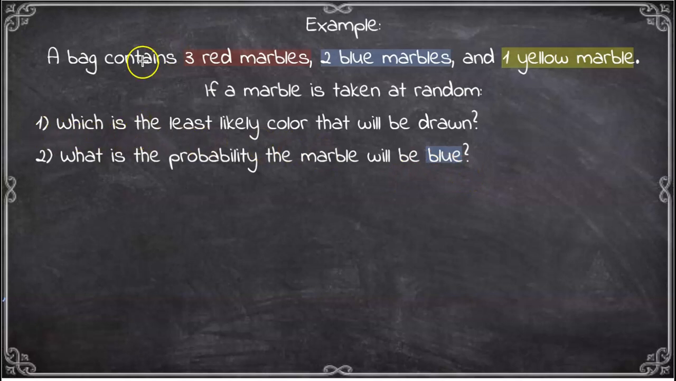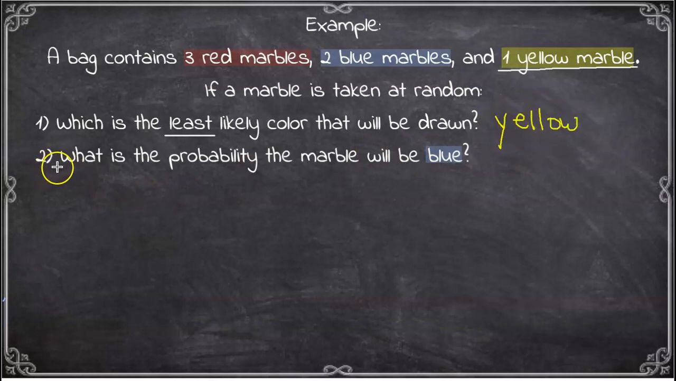So let's look at number 1, which is the least likely color that will be drawn. That would be the one that has the fewest number of marbles. So we have 3 red, we have 2 blue, and we have 1 yellow. And so the color that will least likely be drawn would be the yellow marble because there are fewer yellow marbles than there are the other 2 colors. So our answer to number 1 would be yellow.